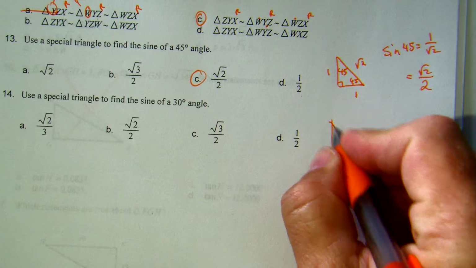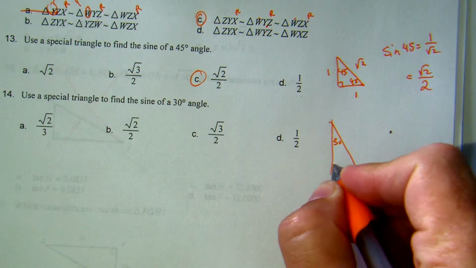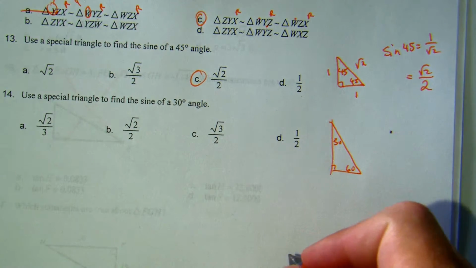Sine of 30, we're going to have our 30, 60, 90 triangle.